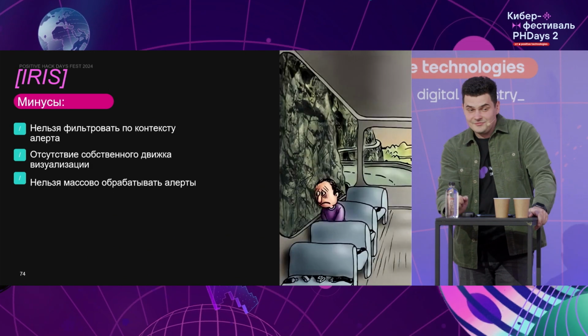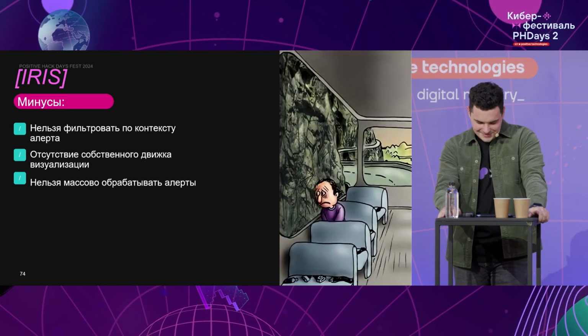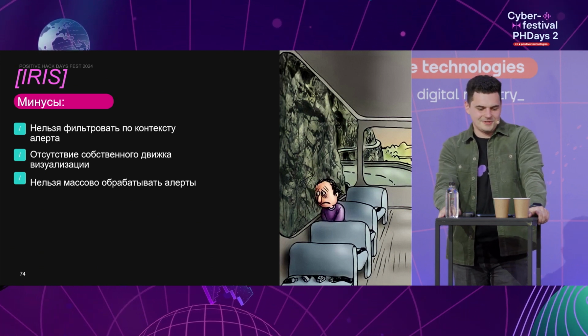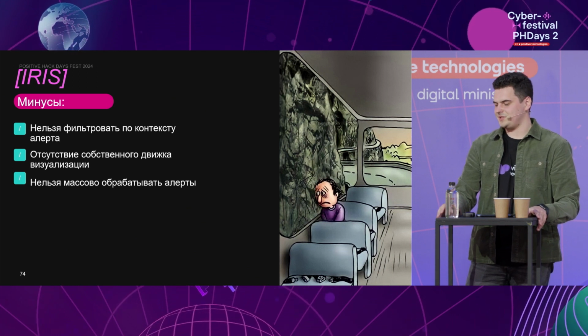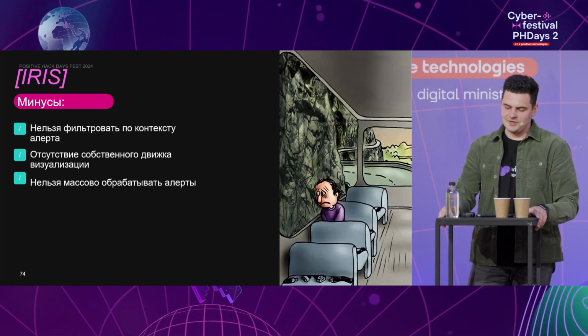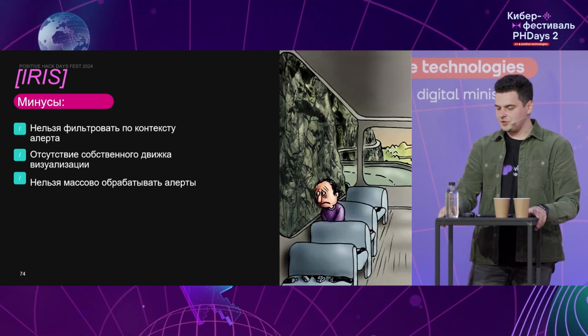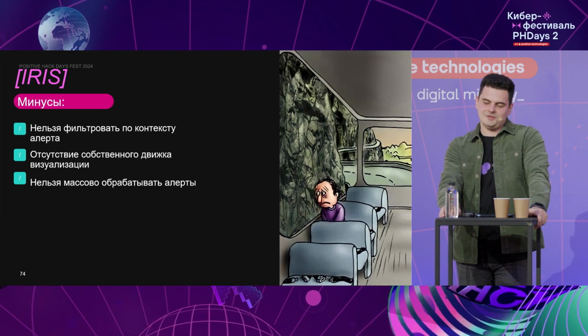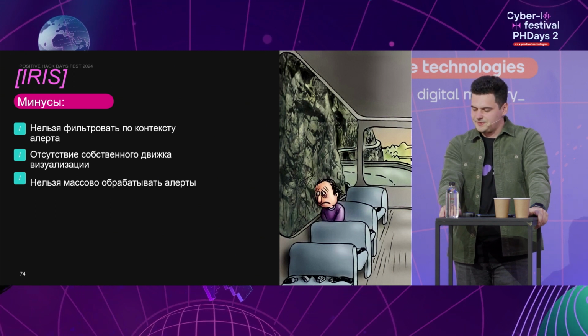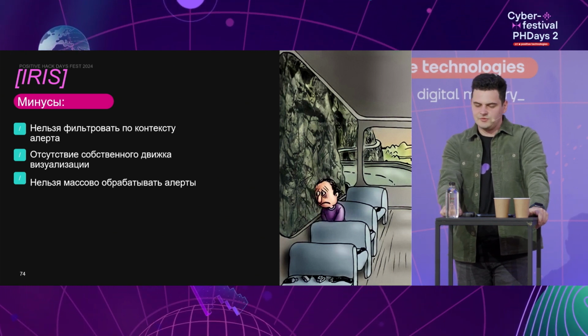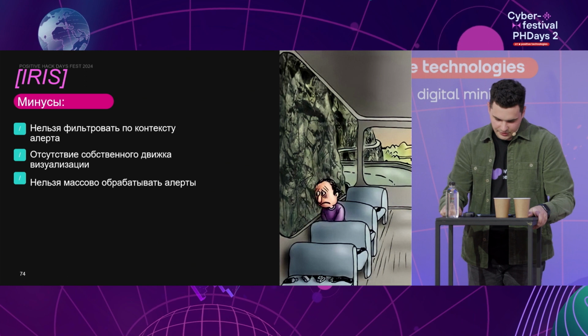Disadvantages. You can't filter by alert context. Okay, we can dynamically see what fields we need, but you can't do that in real time in terms of filtering. You could only filter by system fields. Hopefully, in the future, that would get resolved and you could have full text search.